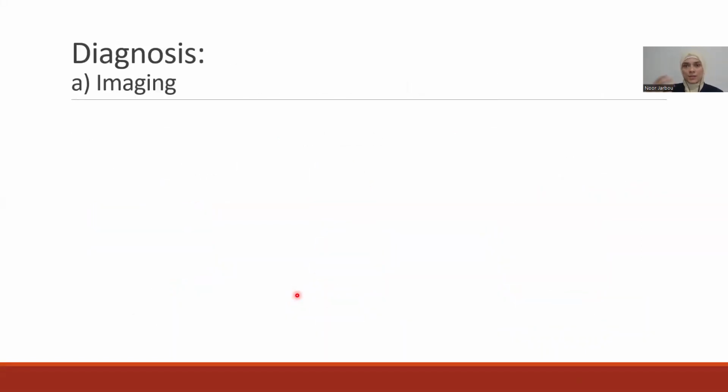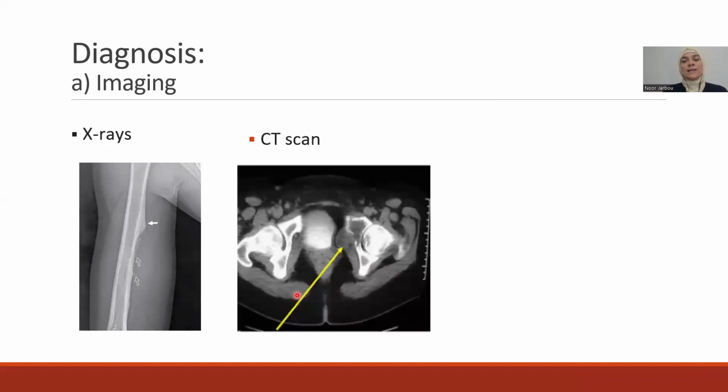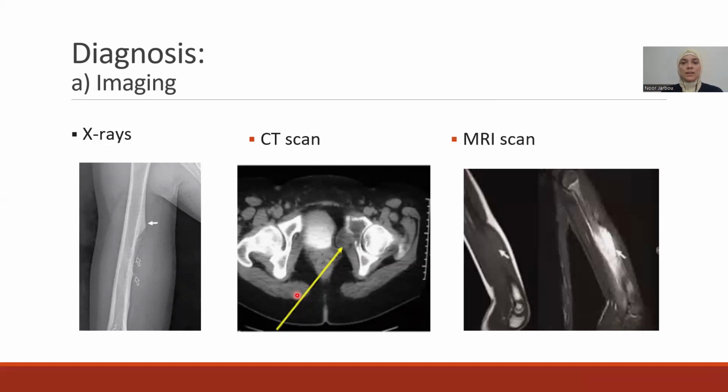Now, after the symptoms appear, there are three main diagnostic methods for Ewing sarcoma. The first involves imaging, including X-ray, CT scan, and MRI scans. And as you can see here in these images, the tumor bone lump is evident in both the arm and the pelvic images.